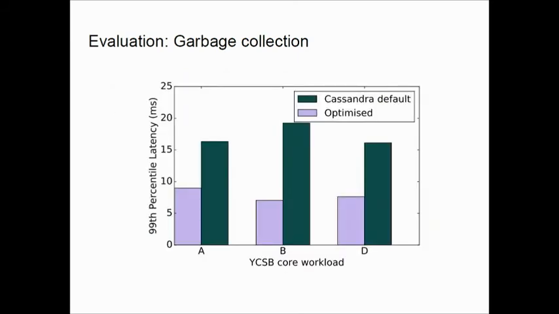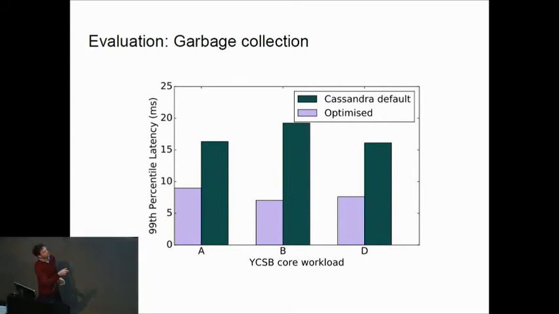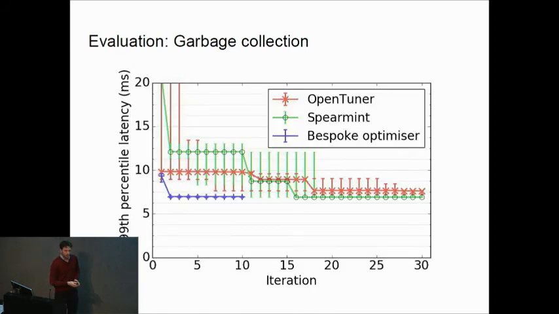And we saw that in green we have the default parameters, and in purple we have the parameters that we had optimized for workload A, and here these are the parameters that we had optimized for workload B. And we see that every time we've decreased the 99th percentile latency significantly. And so this was compared with a one-size-fits-all solution.